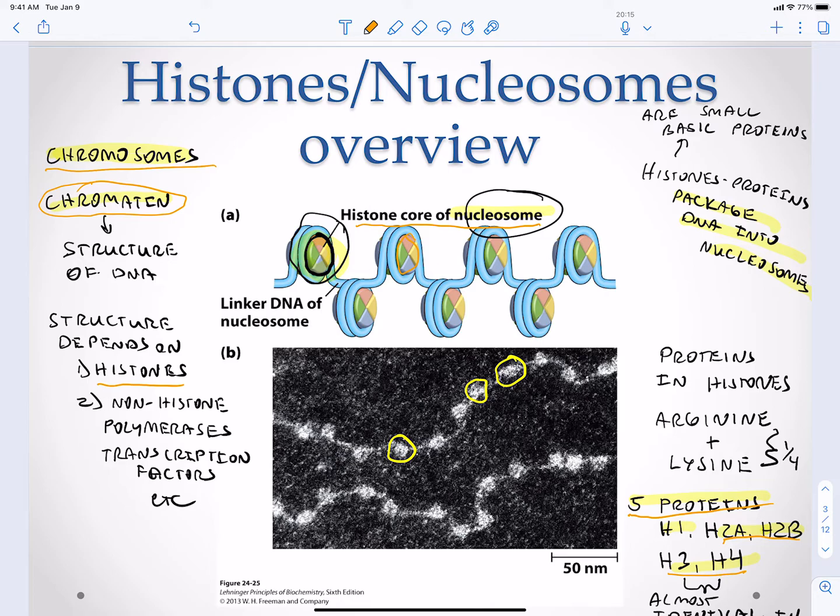Now our histones are going to form a core, and this blue string is the DNA wrapping around the core. Some things to note about the histone proteins is that they are basic. The DNA is negatively charged, and so they are going to be attracted to each other. And the histone's purpose is to package the DNA into nucleosomes. And these nucleosomes are then going to be compacted in order for the DNA to fit inside of our nucleus.